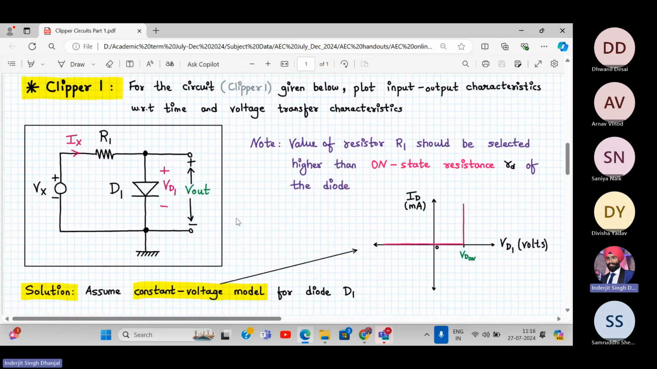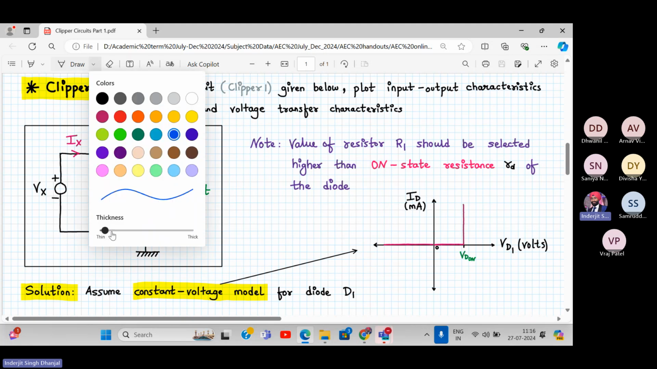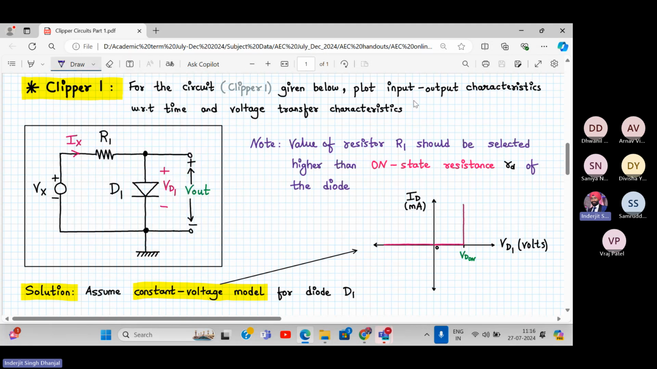So let's go to clipper number 1. So this is my circuit which is shown to us. All right. So we have a voltage applied Vx. And the current flowing through the circuit is Ix. I have my resistor R1 basically to limit the current through the diode. My voltage across the diode is VD1. And I need to plot the input output waveform with respect to time. And I need to plot the voltage transfer characteristics. That is the VTC curve. Let me add it over here.